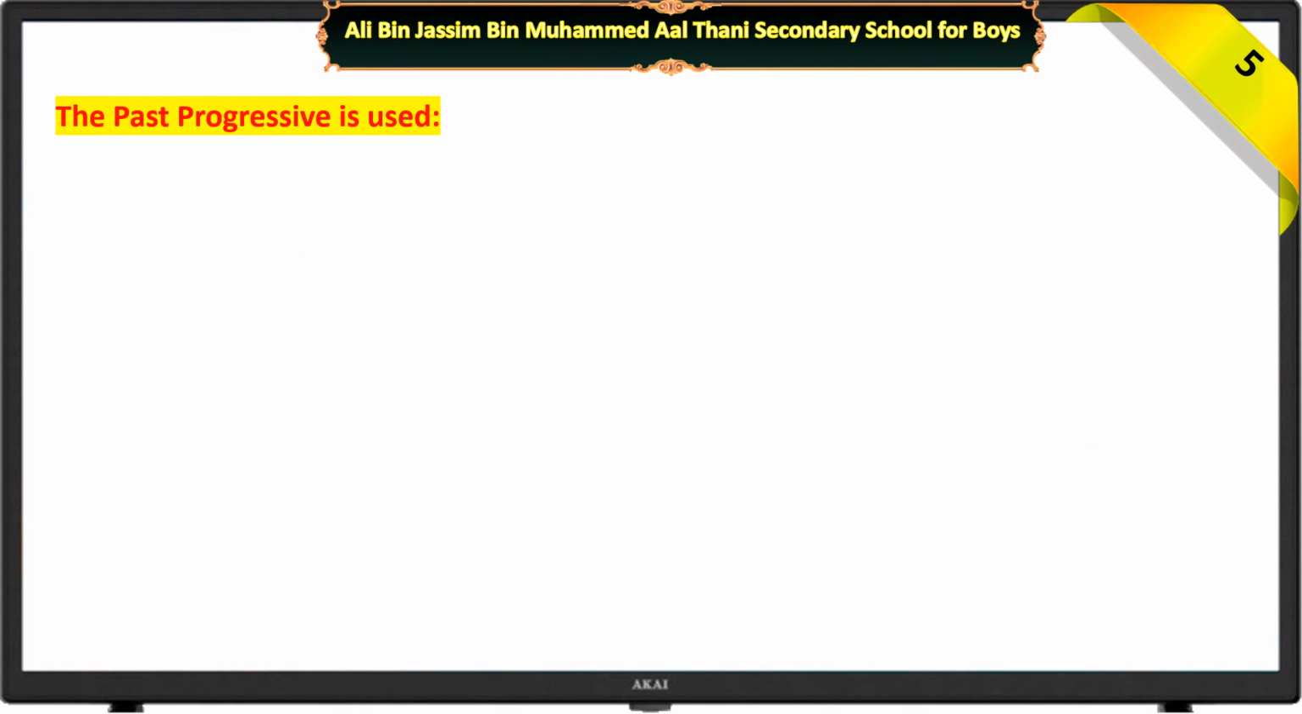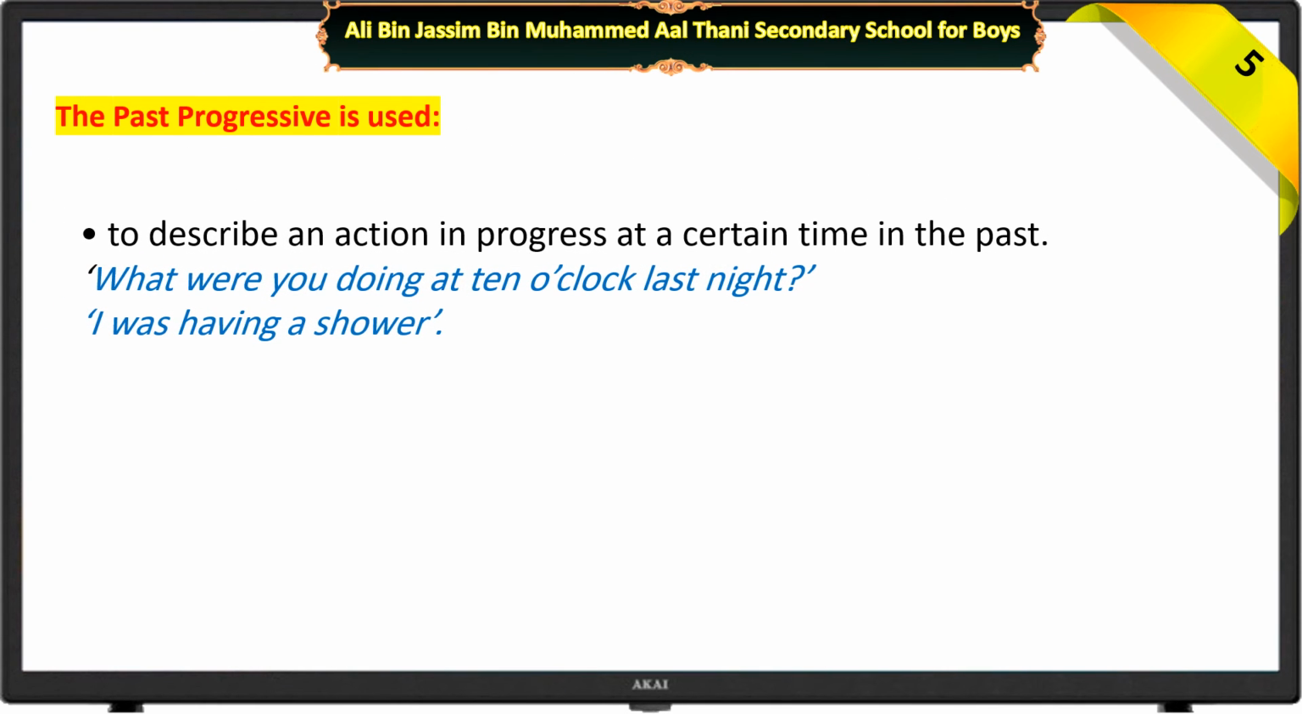The past progressive is used, number one, to describe an action in progress at a certain time in the past. For example, what were you doing at 10 o'clock last night? I was having a shower.